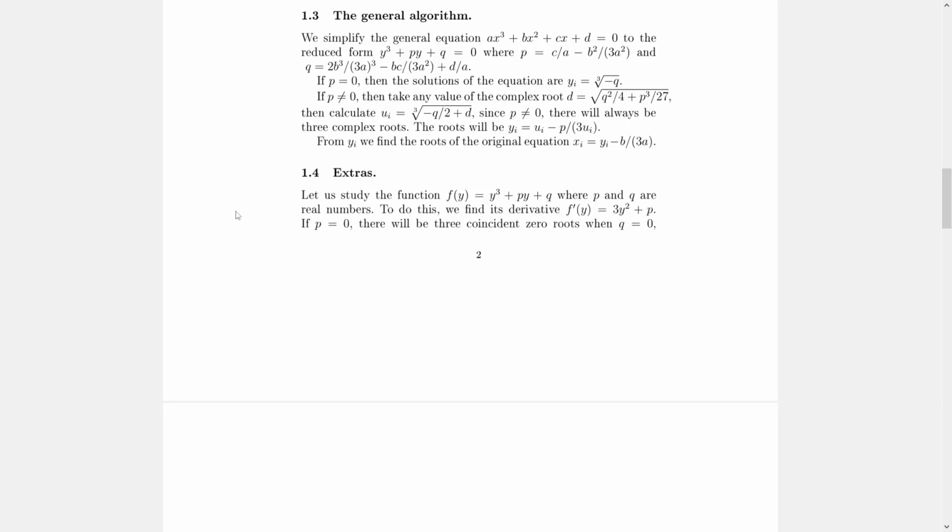And from the roots of the simplified equation, we find the roots of the original equation using the formula x equals y minus b divided by 3a.